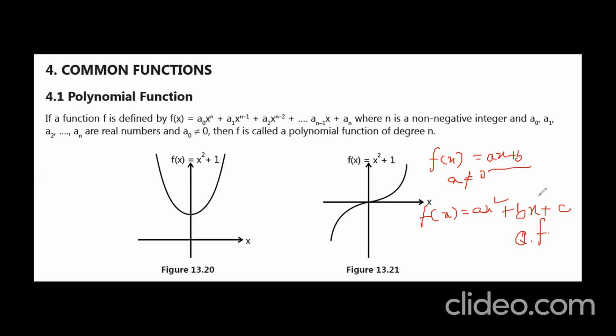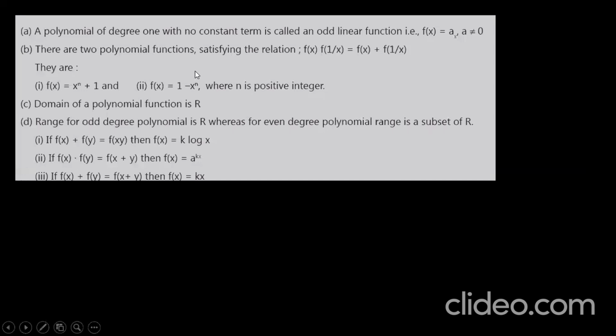Domain of a polynomial function. What is the domain of a polynomial function? No doubt it is going to be R, right? Domain of a polynomial function is going to be R. We can give the set of all real numbers to this polynomial function. A polynomial of degree 1 with no constant term is called an odd linear function. f of x is equal to ax, a not equal to 0.